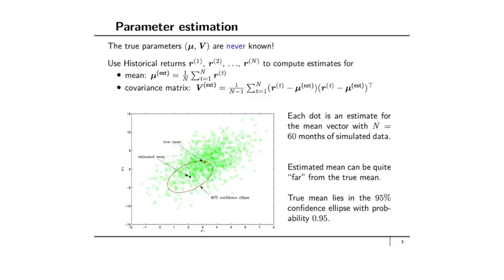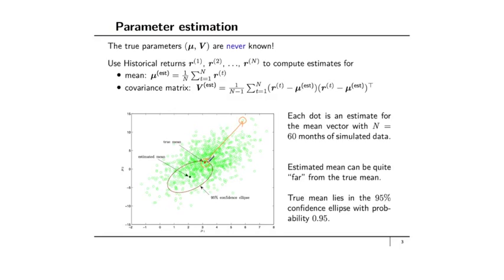The point that I want you to focus on is that the estimated mean can often be very far away from the true mean. The true mean has been plotted on this plot with a red square. Here's where the true mean is. This is a valid estimated mean generated from 60 months of data, and as you can notice, it's very, very far away from what the true mean is going to be.